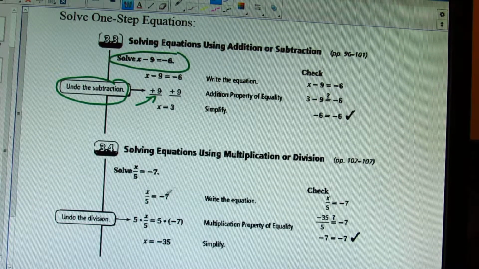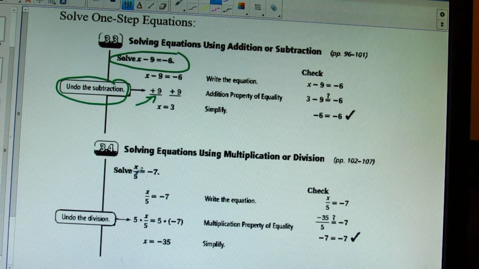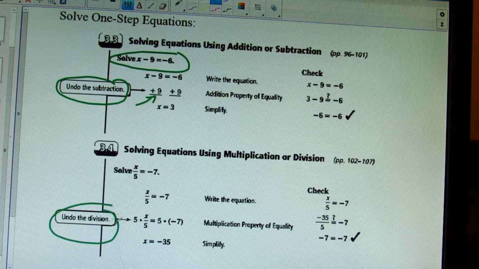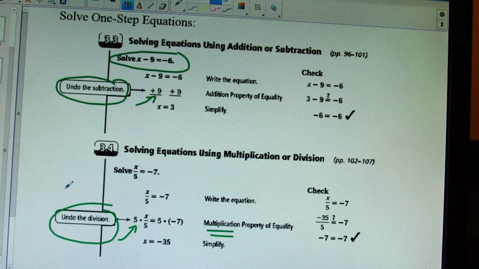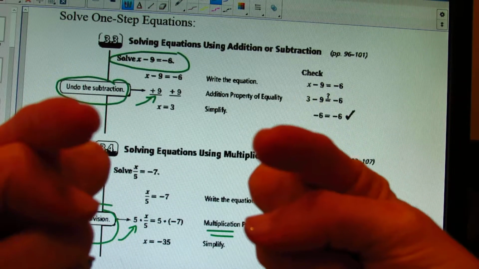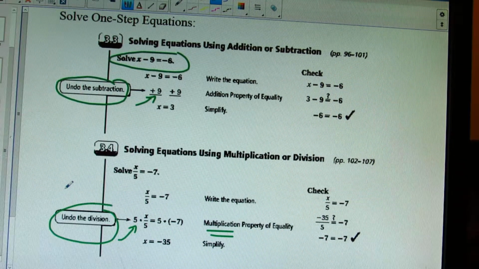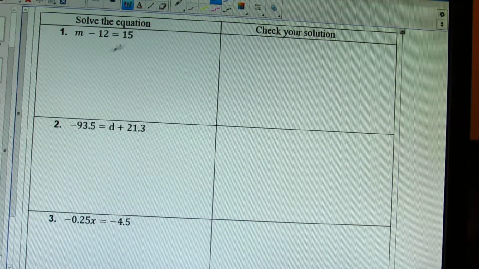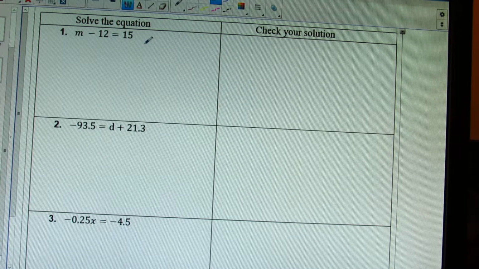Okay, moving down here to this example, this says x divided by 5 equals negative 7. In order to undo the division, you have to multiply. Now what would happen if my problem involved multiplying? If my question involved multiplying, I would have to, yep, divide. Good job. All right, let's move on to some examples. Again, analyze the example first. Look at it carefully. What operation is happening in this problem?